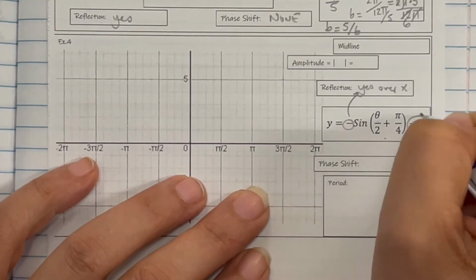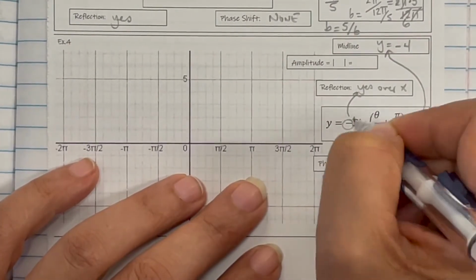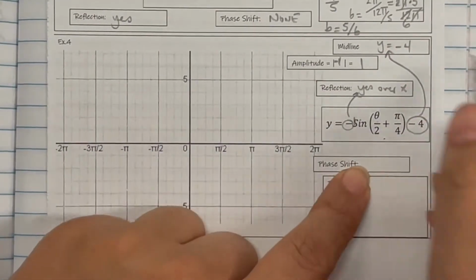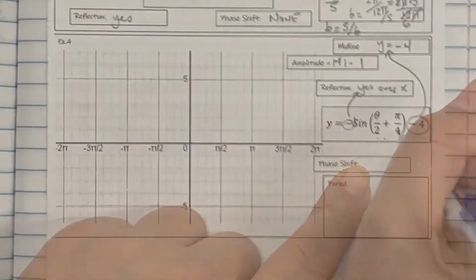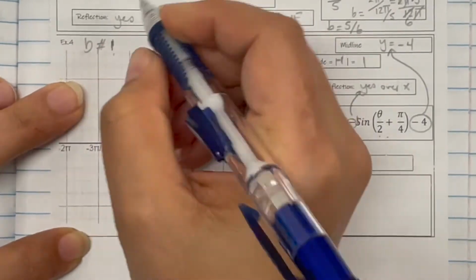Okay, what is -4 at the end do? That's a midline, right? y equals -4, brings it down 4. What's the amplitude? There's an invisible 1. Really, it's a -1, but when you take the absolute value. So remember, with the phase shift, b must be equal to 1, but it's not equal to 1. So let's write some additional notes so that you know what to do when it's not equal to 1.